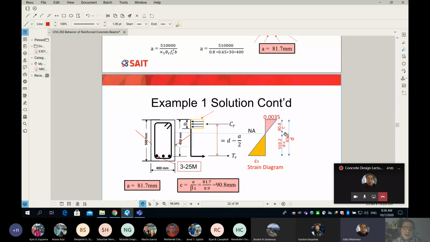Because your A is only the height of that where the arrow is, and your 90.8 is the distance from the neutral axis to the top one, meaning you have to find the centroid of this member.